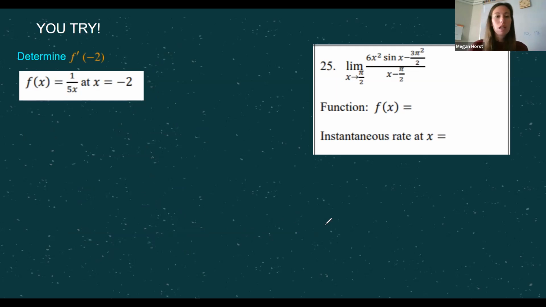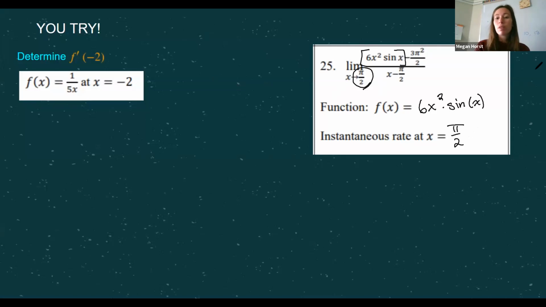All right, last problem here. We have the limit as x goes to pi over 2. Identify this as being in the alternate form of the derivative. So my f of x function is this function right here: 6x squared multiplied by the sine of x, and I'm evaluating it at pi over 2. And that's it.